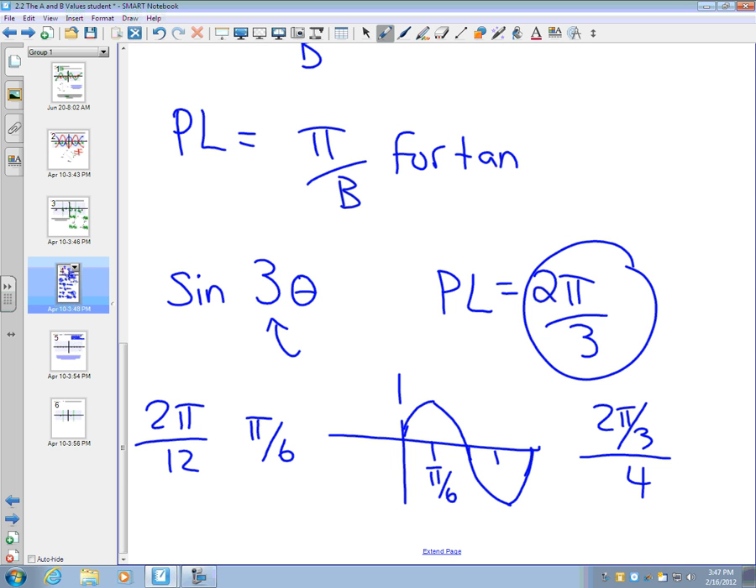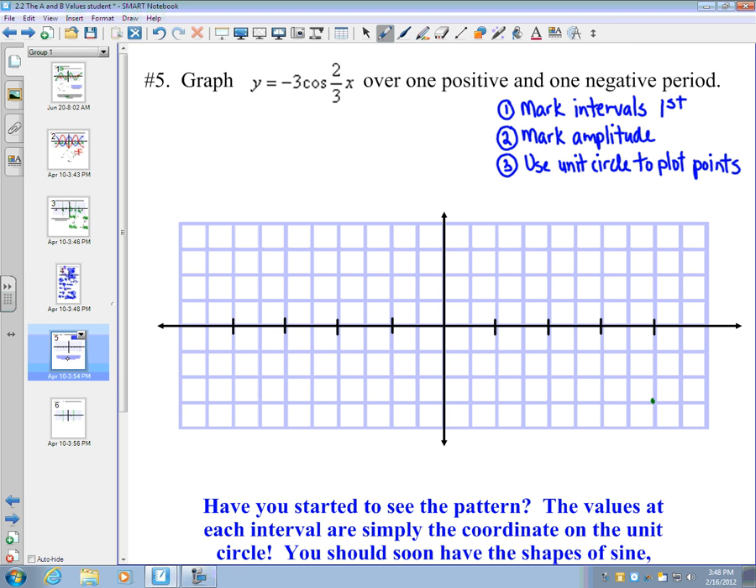2 pi over 6 is like pi over 3. 2 pi over 6 plus another pi over 6 would be 3 pi over 6. So this would be pi over 2. And then we would have 4 pi over 6, which is the same as 2 pi over 3. Yeah, that does it. Okay? We'll move on to our next one.